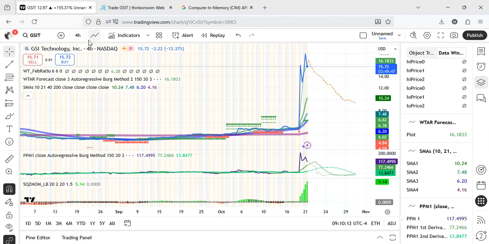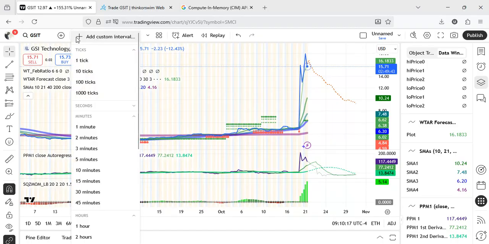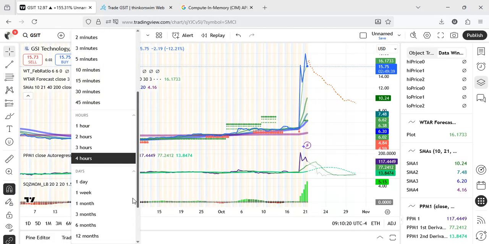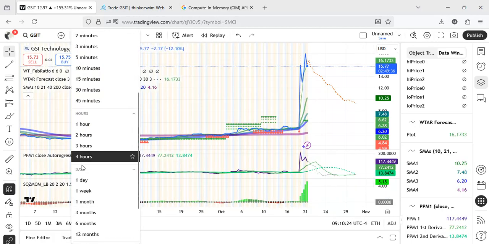So this is what's going on based on its 4-hour chart. On its 1-hour chart, it may be a totally different thing altogether. So this is a trading indicator, not an investing indicator.